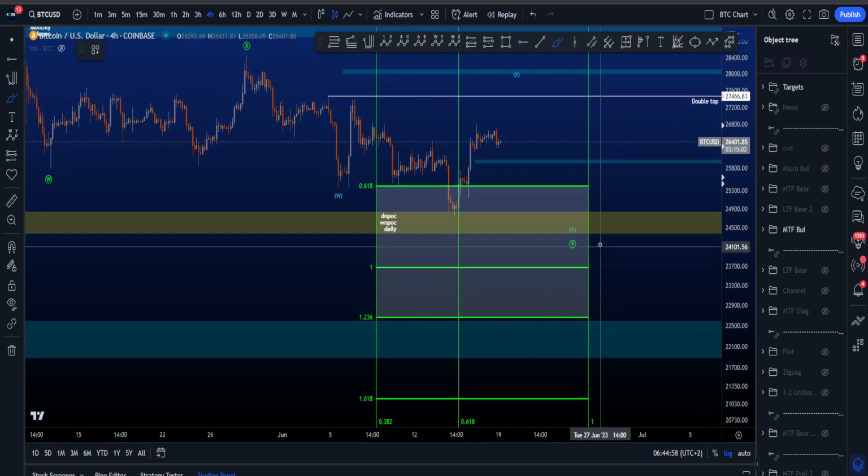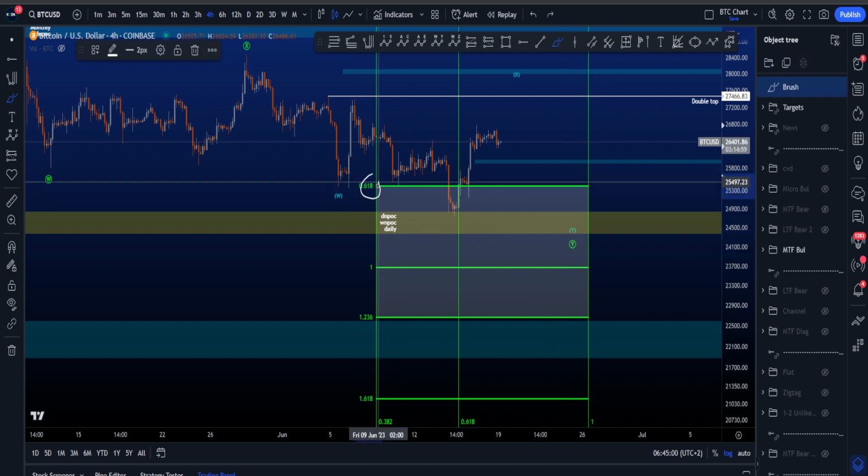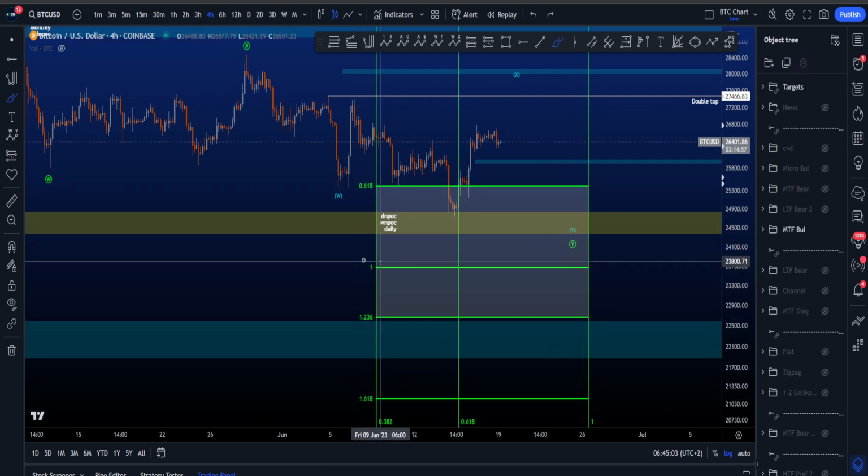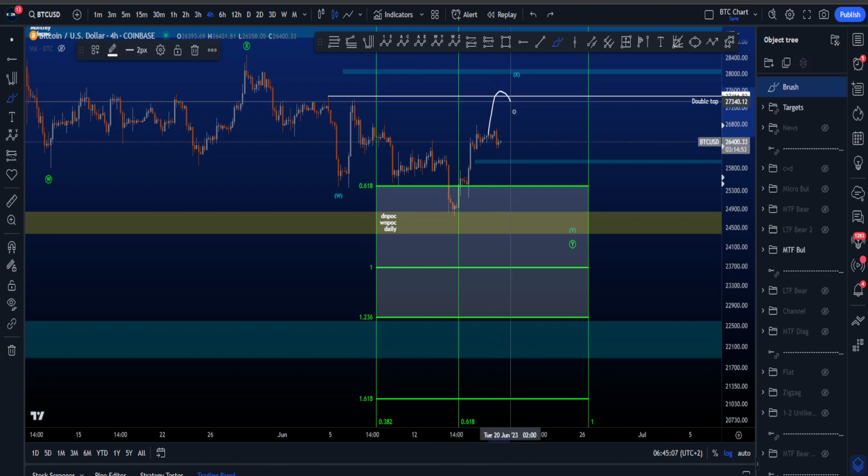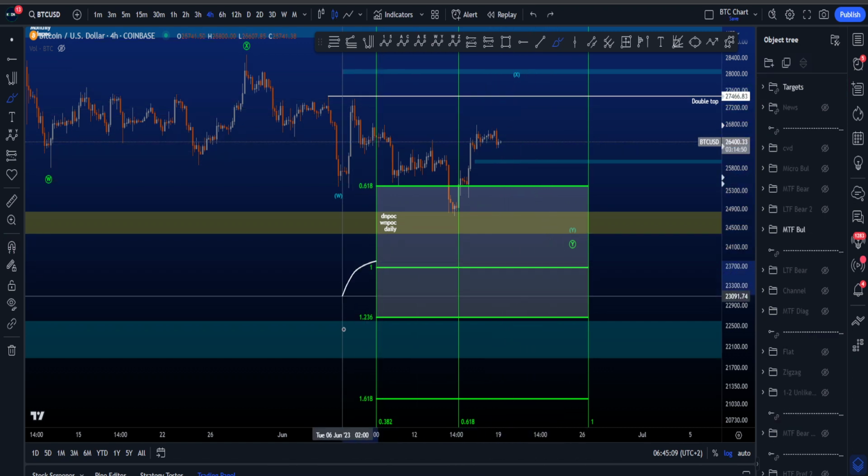And the most common target area for this green wave Y is between the 0.618 and the 1.236. Between the 1-to-1 and the 1.236 is very common. So potentially another move towards the downside can result in price ending somewhere in this area as well.